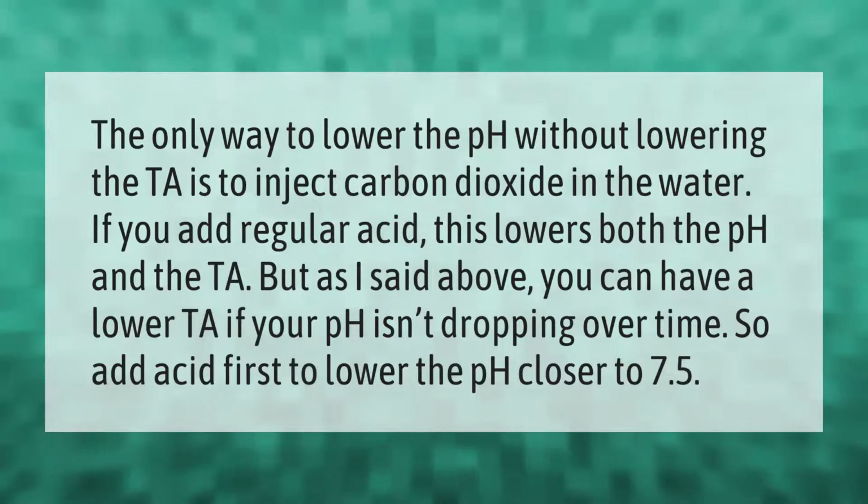The only way to lower the pH without lowering the TA is to inject carbon dioxide in the water. If you add regular acid, this lowers both the pH and the TA. But as I said above, you can have a lower TA if your pH isn't dropping over time. So add acid first to lower the pH closer to 7.5.